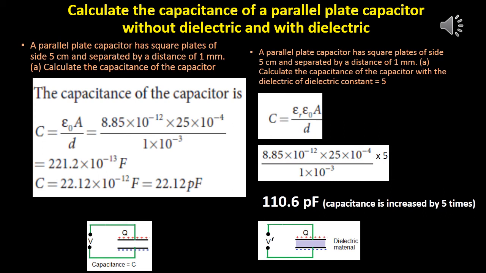Compare the previous value 22.12 and 110.6 picofarad. How many times is it increased? The value is increased by 5 times. That is equivalent to the epsilon r value, that is the dielectric constant value. So the final conclusion is, if you introduce any dielectrics within the plates, the capacitance value will increase.